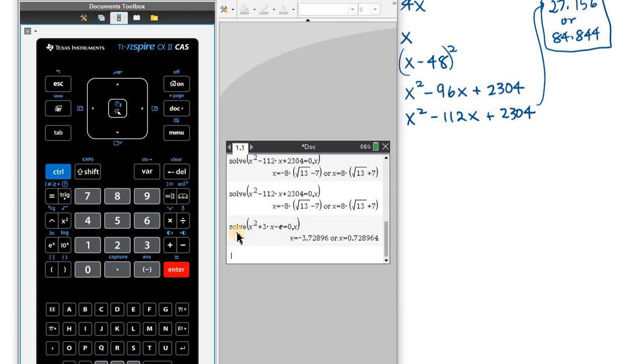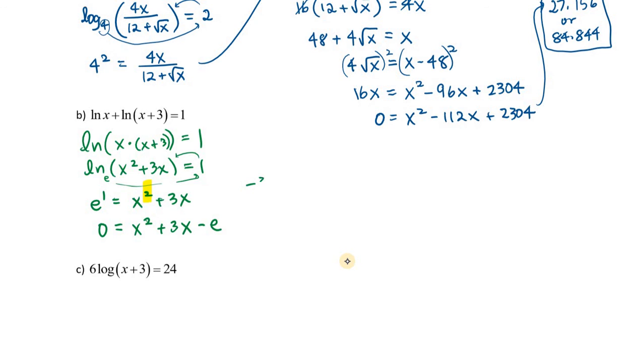So we go to the CAS. You can see I typed in solve, and then I typed in the equation using the little library book option. So control book in order to get e, set it equals 0, and I'm solving for x. When I hit control enter, I get two results. So I get negative 3.729 or 0.729. So those are my exact answers.